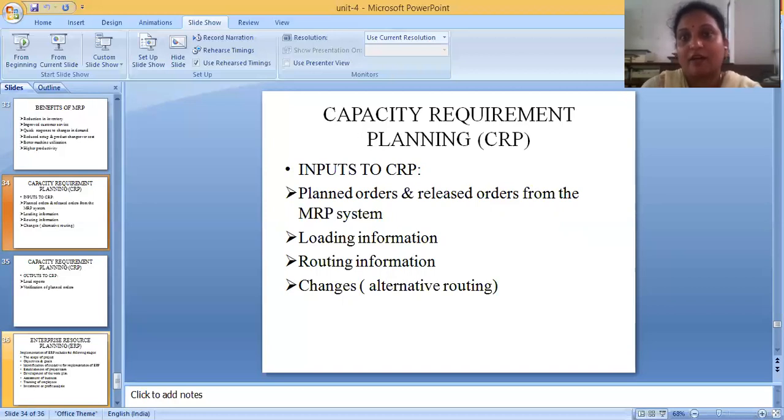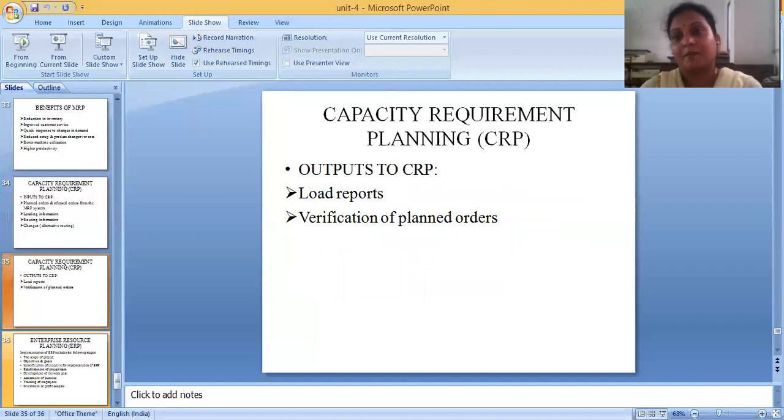What are the new things that we need to produce? Next one is loading information. It means which component is going to get loaded on which machine at what time. Next is the routing information. Routing information is the sequence of operations that you are going to perform in order to get this particular component. Next one is the changes. Changes in the sense that if there is a sudden breakdown of some machine, what alternative arrangements are you going to take. So these are the inputs of CRP, that is capacity requirement planning.